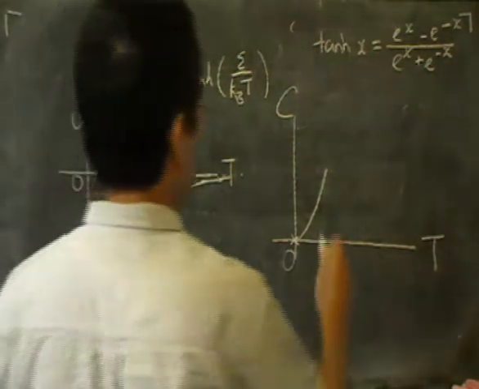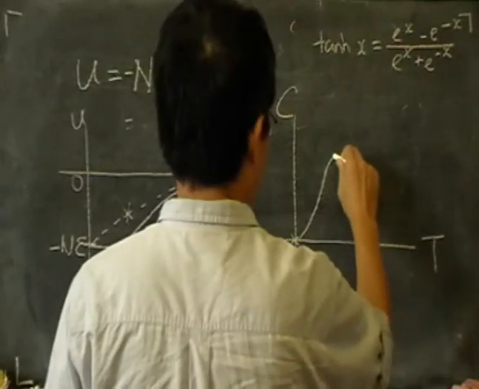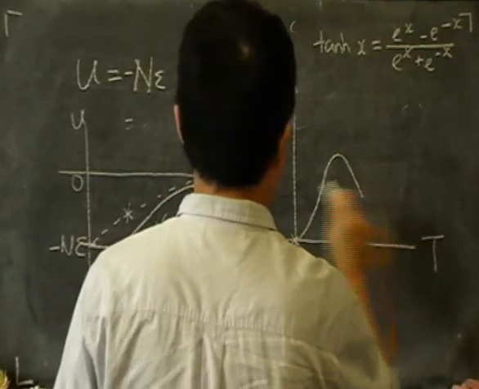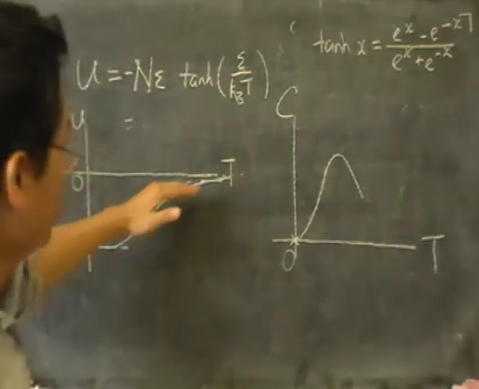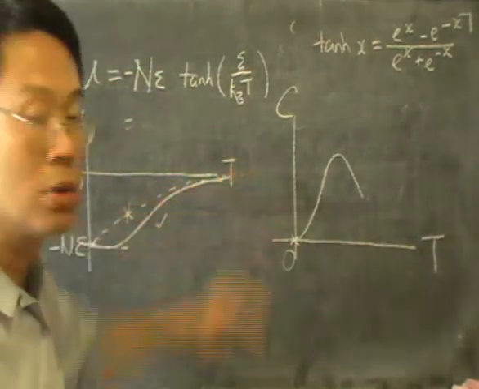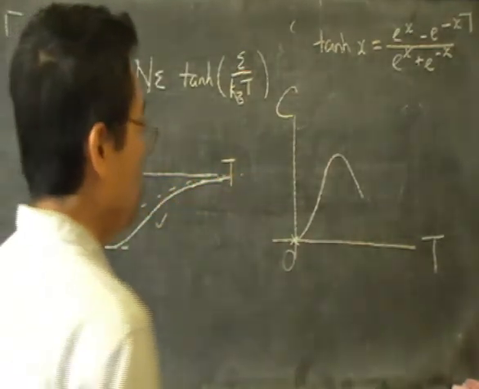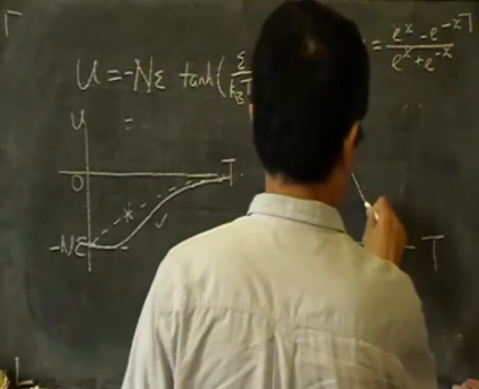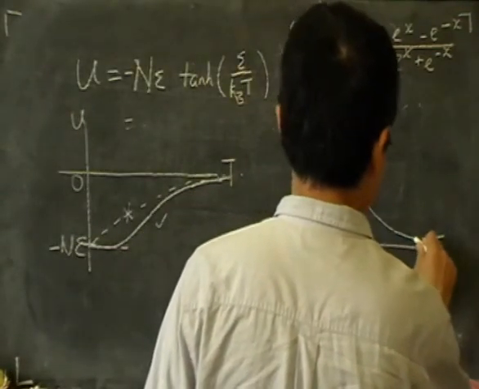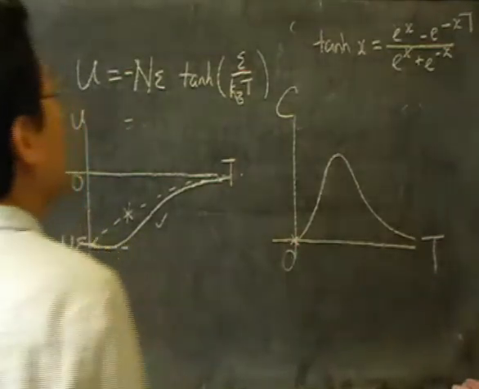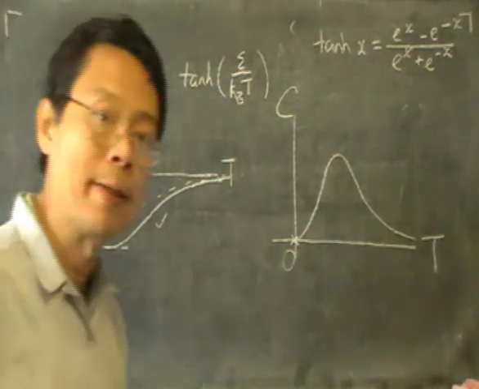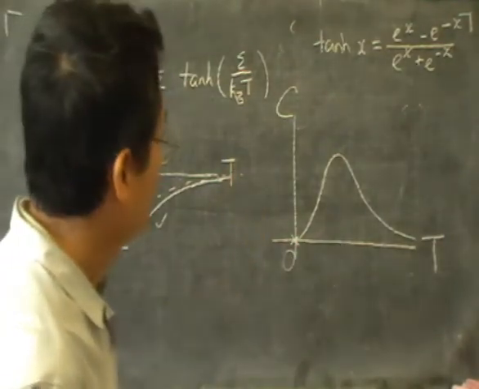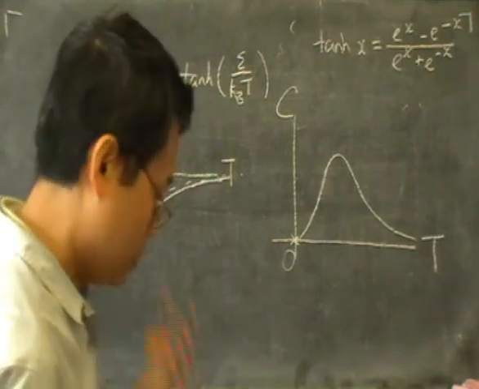So at some point, C reaches a maximum, turns back and starts decreasing. And as U tends towards 0, the curve gets flatter. So the gradient gets closer to 0. So C comes down and approaches 0. And that is the curve for C. Just a simple curve with a peak.